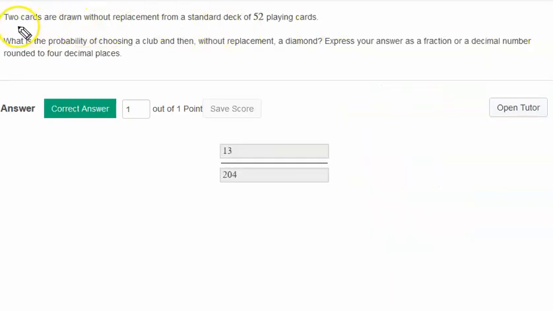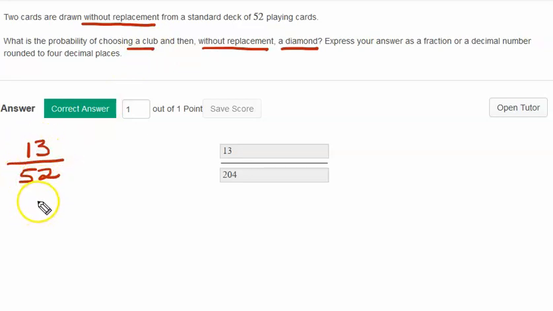Here we're dealing with 2 cards drawn without replacement from your standard 52 card deck. What is the probability of choosing a club and then, without replacement, a diamond? So here you need to know the makeup of a deck of cards. Your chances of choosing a club? Well, there are 13 clubs out of a deck of 52. Now that can be simplified to 1 out of 4.